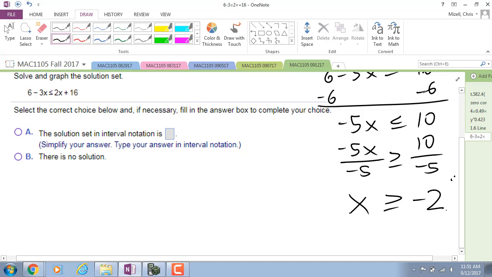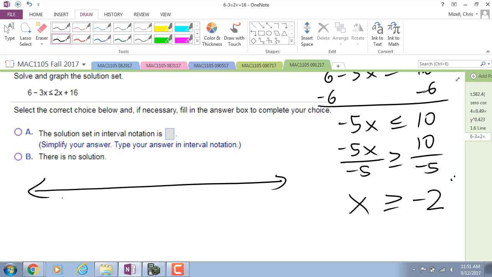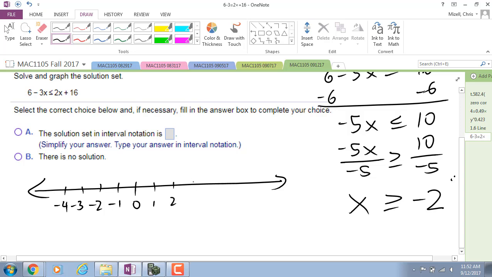MyMathLab is going to ask for this in interval notation. On the test, I'm going to ask for interval notation, but it's not a bad idea, if you're not clear how to write the interval notation, to write it on the number line, shade it, and just look at it and say, this is the portion of the x-axis, the real number line, that I'm talking about when I write this interval. So -2 is where it is. Is this everything including and to the left of -2, or everything including and to the right of -2? Yeah, we want to go to the right here.